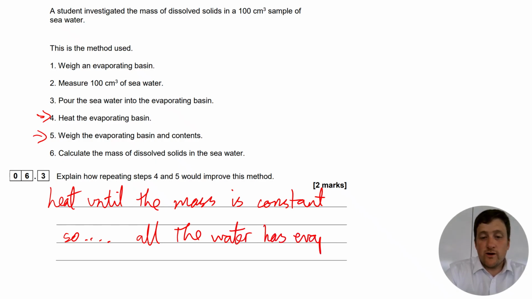Like every single required practical, for every single one, explaining why you do a method. It's not I've memorized the method, it's what's the purpose of each of these steps. And it's just asking you what is the purpose of steps 4 and 5. And we need to heat, make sure the water's gone. How do we know all of the water is evaporated? We heat until the mass is constant.